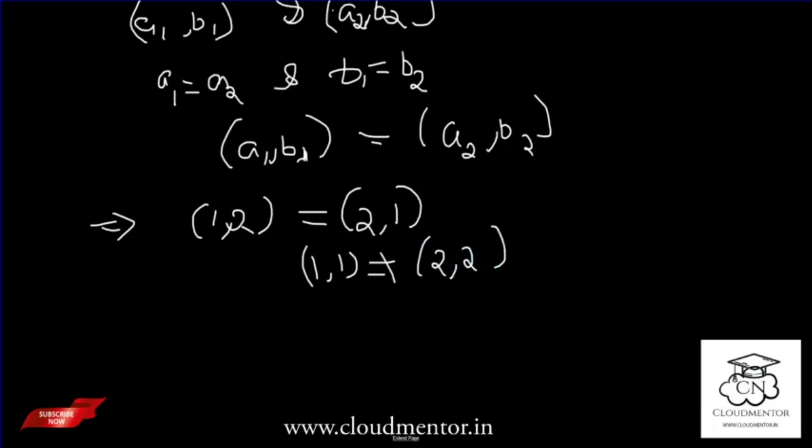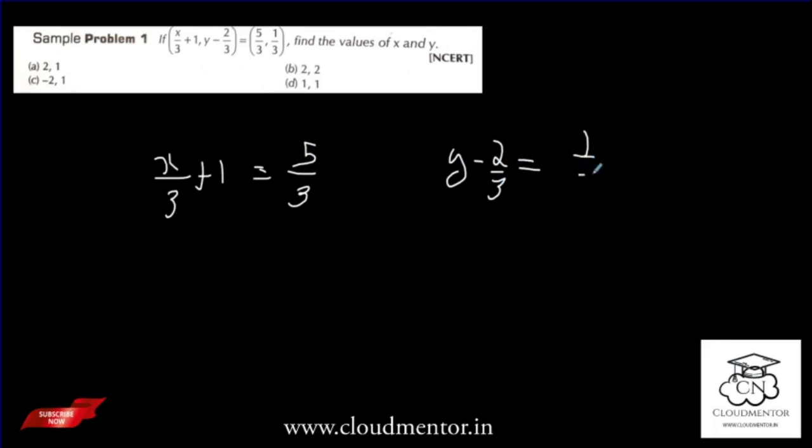Let's go for a simple problem. If the ordered pair (x/3 + 1, y - 2/3) equals the ordered pair (5/3, 1/3). Here we can use the equality of ordered pairs. So x/3 + 1 must be equal to 5/3, right? And y - 2/3 must be equal to 1/3.